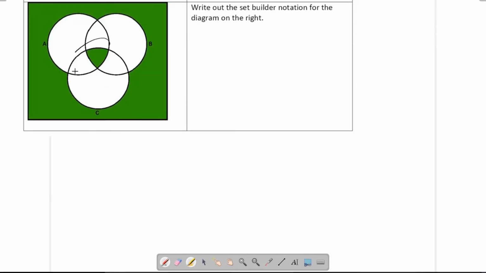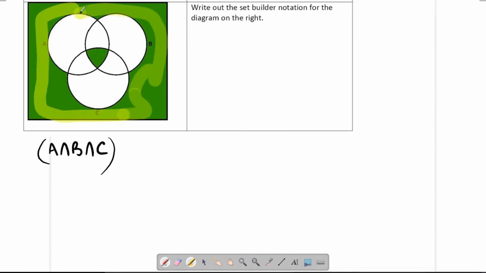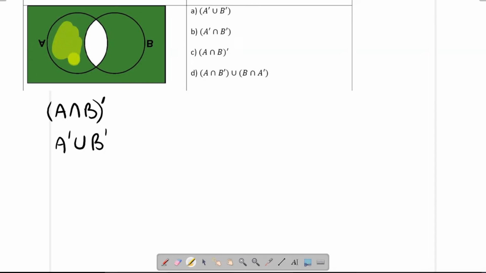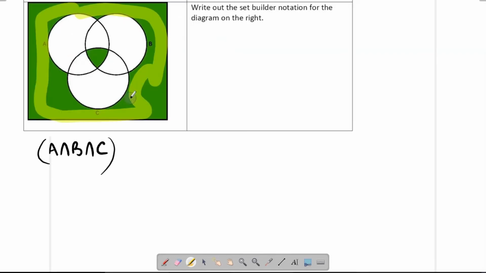Next one, right in the center. So we'll start with that piece. I think most of you are pretty good at figuring out that that's A intersection B intersection C. So that part's pretty easy. Now we've got everything that's outside of all the sets. But unlike the previous one, where we actually went inside here, this time it stays outside of all three of the sets.